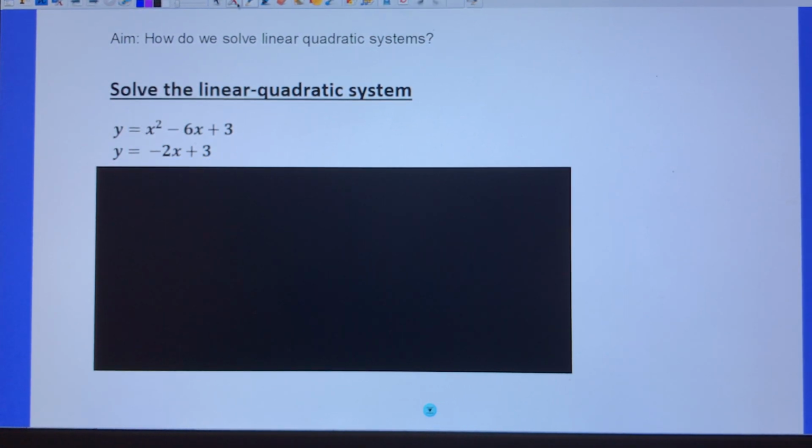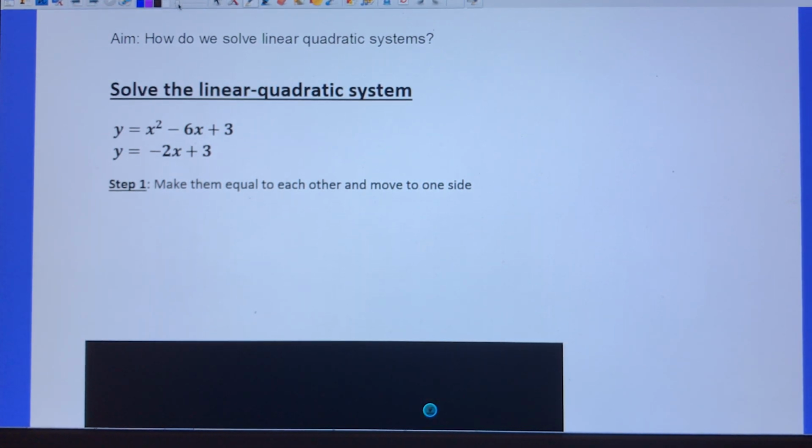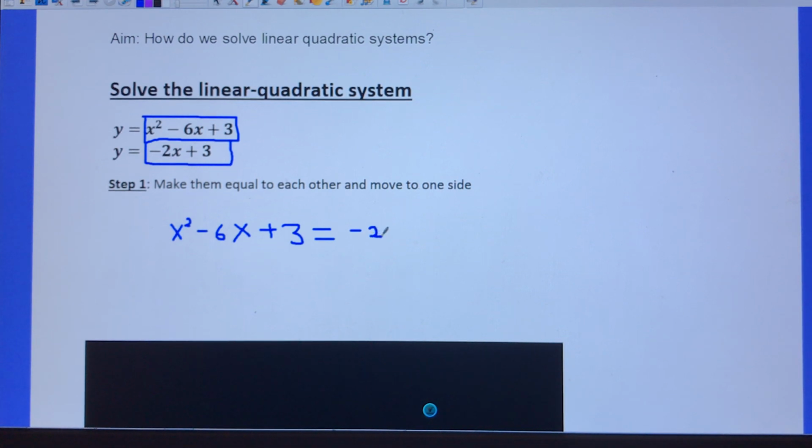All right, so I did everything in steps. This is the first problem of your worksheet, so follow along. It says first step, make them equal to each other and move one to the other side. I like to put the quadratic one on my left, so I'm going to do x squared minus 6x plus 3 equals, and then I put my linear one on the right, minus 2x plus 3. The reason is because I like to move everything to the left most of the time, so I could equal it to 0.